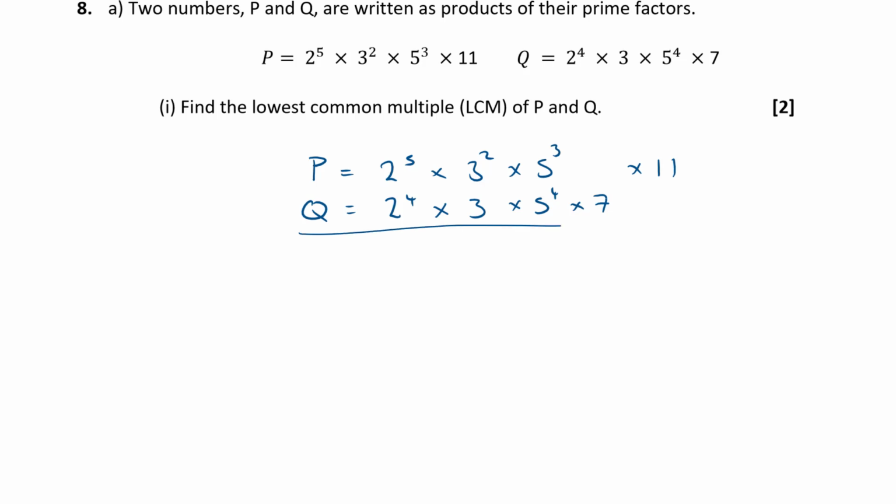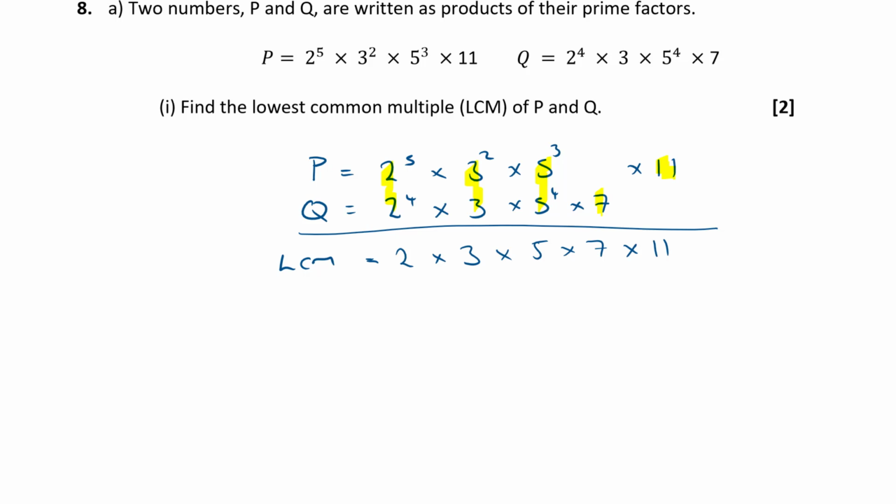Okay, now the LCM of these two numbers is going to be every base that occurs. So I've got a 2, I've got a 3, I've got a 5, I've got a 7, and I've got 11. So each of the bases that appear in either number will feature in your LCM. So I'm going to have a 2 in it, a 3, a 5, a 7, even though there's only one 7, and that's in Q. And I'm also going to have 11 in it, even though there's only one, and that's in P. So each of the prime factors that appear in either P or Q appear in the LCM.